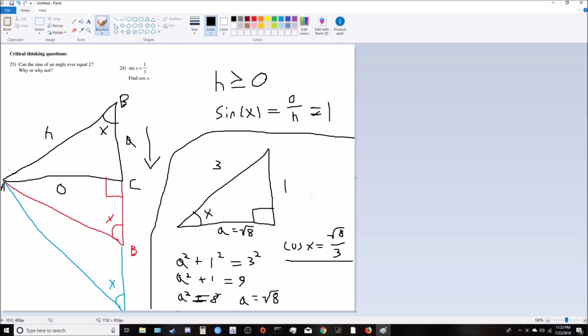So hopefully those problems solidified your understanding a little bit of both special right triangles as well as trigonometric ratios. In the next video, I'm going to be going into the unit circle and exploring how sine and cosine relate to one another graphically and expanding the definitions thereof.